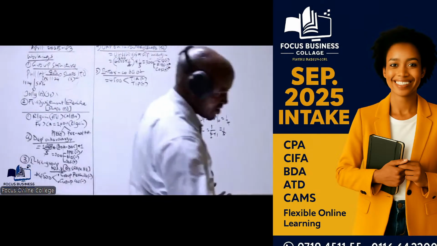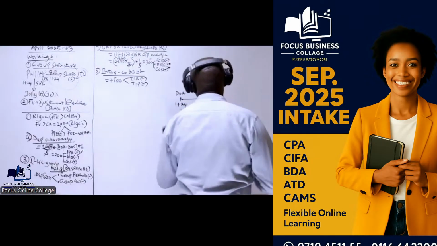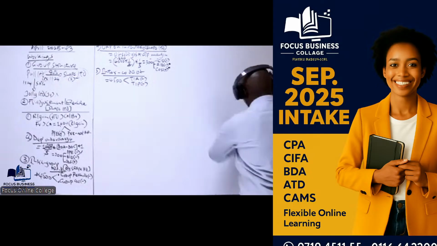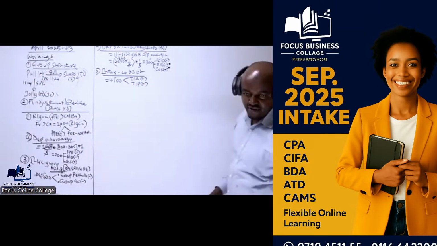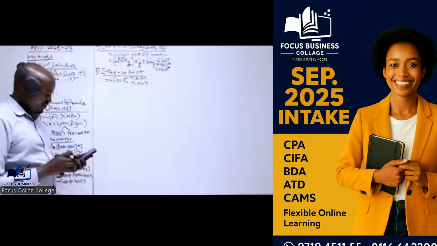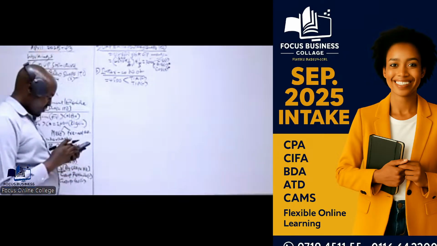From the group receivables, from the group what? Payables. The group receivables and the group what? Payables. So we are done with that. Let's move to the other point.